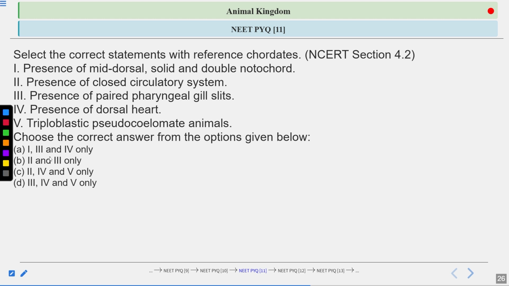So we have the options. Option A, first, third and fourth only. According to option B, second and third are correct. According to option C, second, fourth and fifth are correct. And according to option D, third, fourth and fifth only. So you can solve the question in the given time and then we can check out the correct answer. Let us see the answer part of this question.